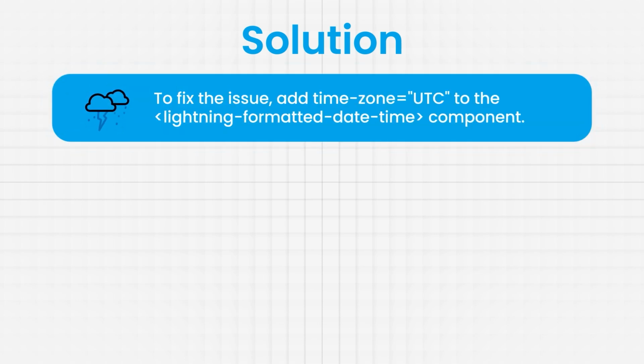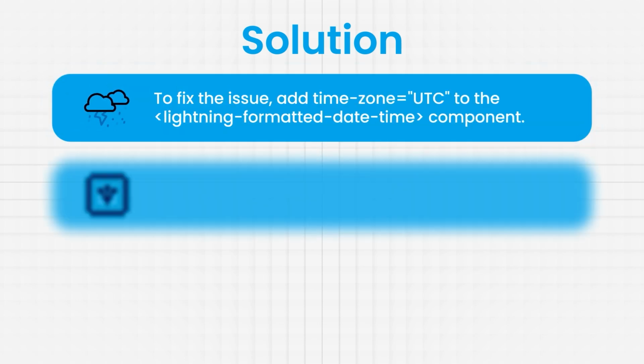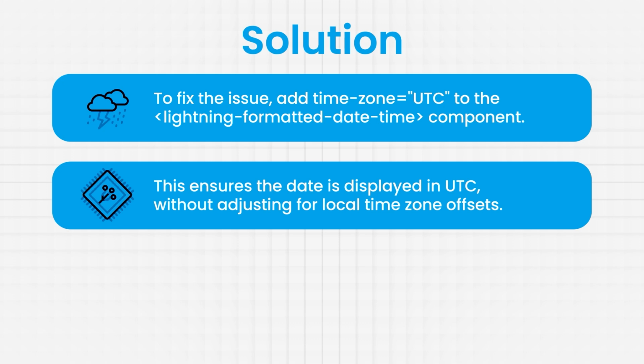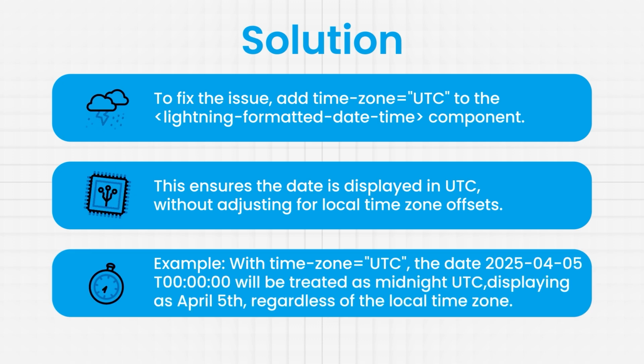Now here's how to fix it. All you need to do is add the time zone UTC attribute to the Lightning formatted datetime component. This forces the component to display the date in UTC without applying any local time zone adjustments. So now April 5th, 2025 is treated as midnight UTC and the component will display April 5th exactly as expected.